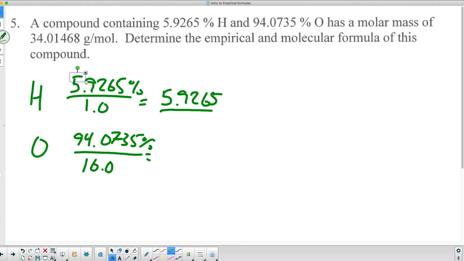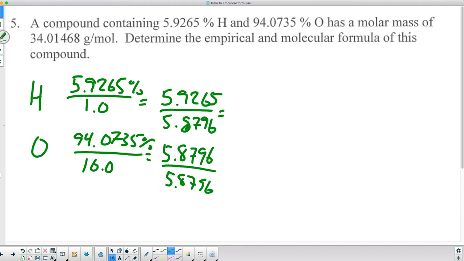94.0735 divided by 16. Okay, that didn't work out right. Let's try it again. 94.0735 divided by 16 equals, look at that, 5.8796. So I'm going to divide these two here. Now take a look. Let's make that into an 8. 75696, whatever. 96, there we go. Okay, trying to rush. Obviously, it's not working.